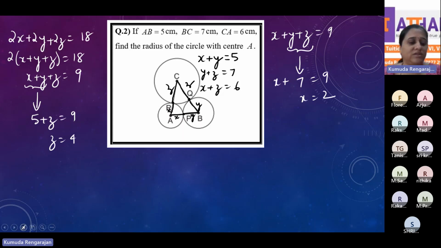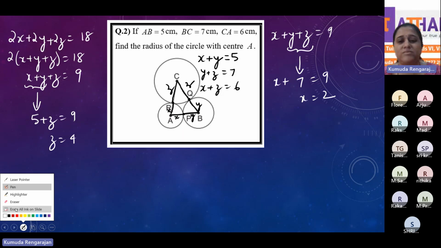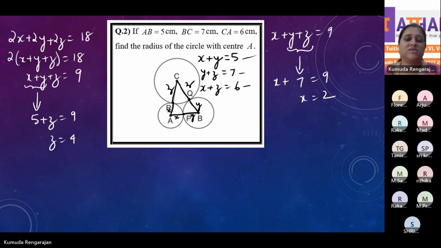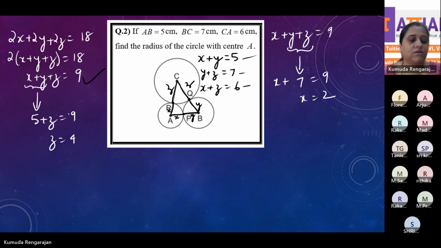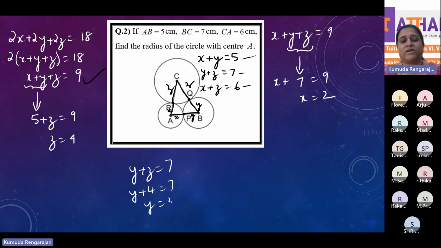You can also substitute in these equations, children. Once you get this equation, you can find x, y, and z in different ways. So now we have to find y. To find y, maybe you can take up this equation. Y plus z is equal to 7. And what is z? 4. So y plus 4 is equal to 7. So y is equal to 3.